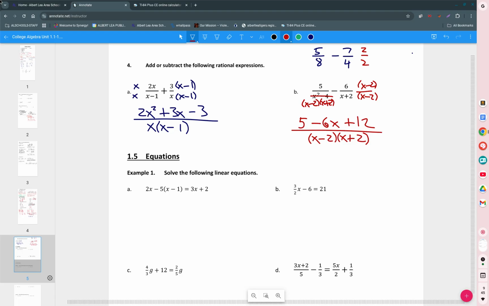You can combine terms together. 5 and 12 make 17. 17 minus 6x over x minus 2 times x plus 2. And that is my result.